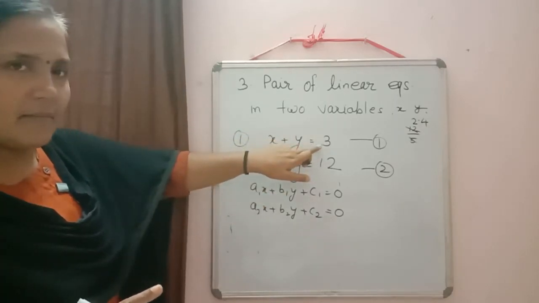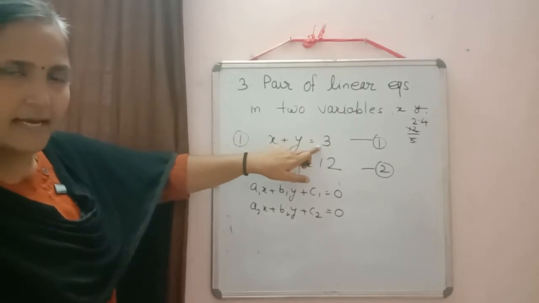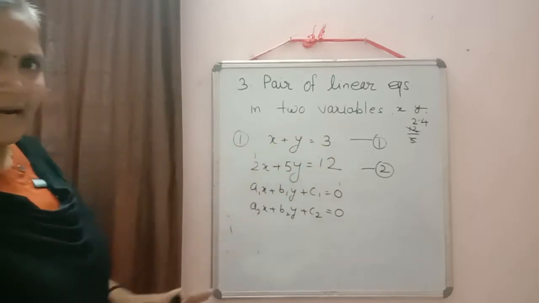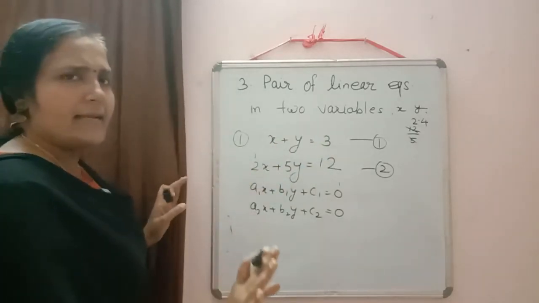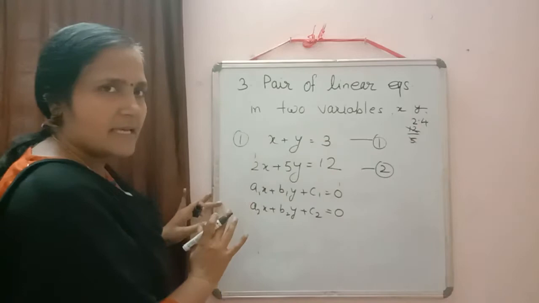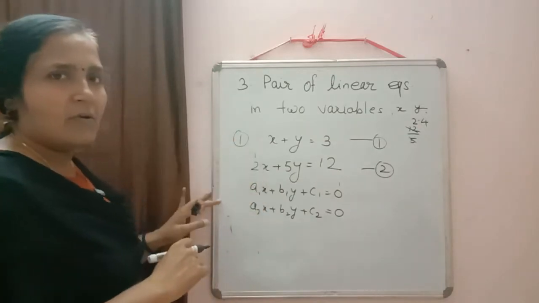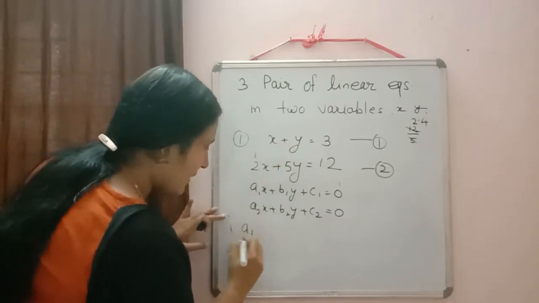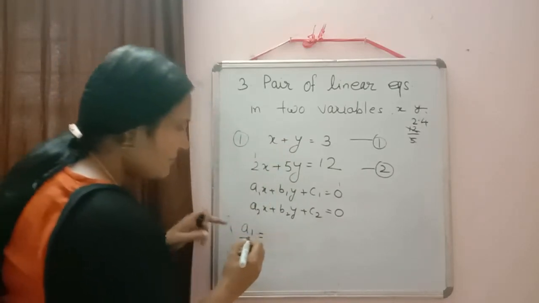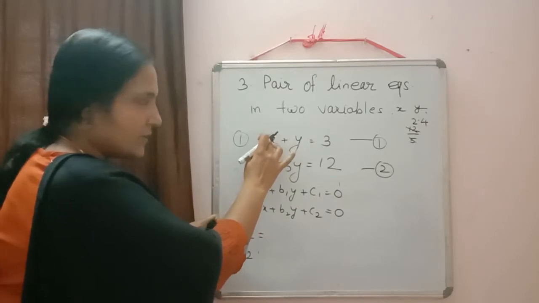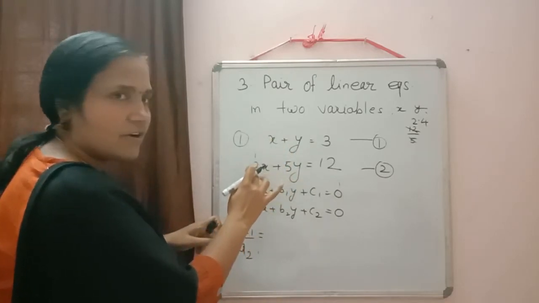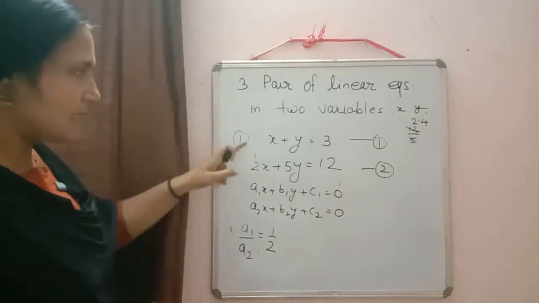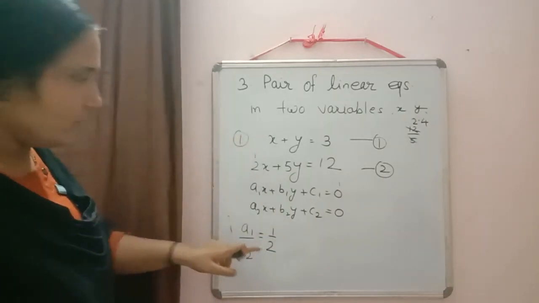The constant term should be either both on the left hand side or both on the right hand side. So here we have the constant term on the right hand side, so let it be on the right hand side. We have c1 is equal to c. Now we will find out the ratios. First, a1 by a2. a1 means the coefficient of x in the first equation and a2 the coefficient of x in the second equation. So we are getting a1 by a2 is equal to 1 by 2.